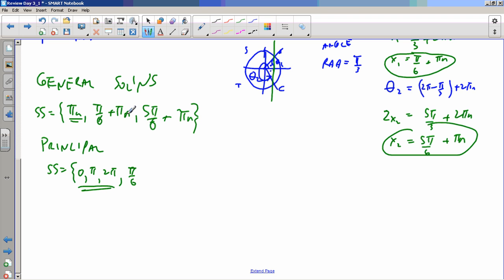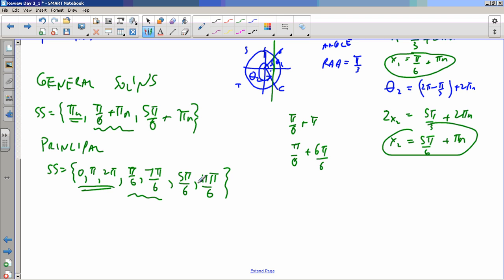And then if n is 1, then n is 1. A little bit of fraction action there. 7 pi over 6. And that's from those ones there. And then finally I get 5 pi over 6, and then add another 6 pi over 6 there is 11 pi over 6. Those are all the principal solutions, a whole bunch of them.